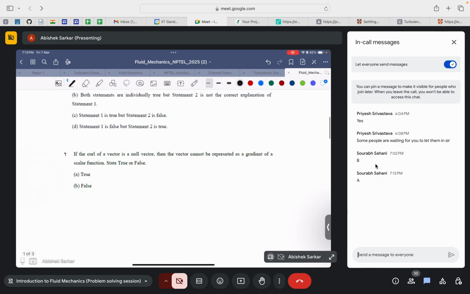Now question number 3 is: if the curl of a vector is a null vector, then the vector cannot be represented as a gradient of a scalar function. Is it true or false? Basically it says that if del cross V is the 0 vector, then we cannot represent V as a gradient. It follows from a vector identity that the curl of a gradient of a scalar function is 0. So with that idea, we can write something like this.